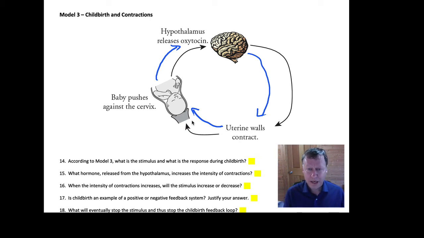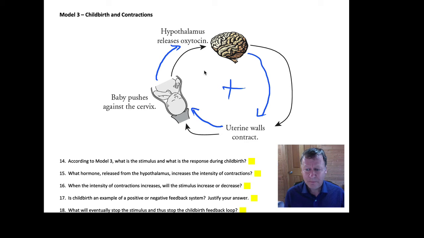So, is this a negative feedback loop or a positive feedback loop? Remember, a negative feedback loop is all about returning to normal. A positive feedback loop is amplifying the effects and making it more and more extreme each time. In this case, this is a positive feedback loop. We are getting stronger and stronger contractions each time because the response, contracting the uterine wall, is putting more pressure against the cervix, which in turn is amplifying the signal.